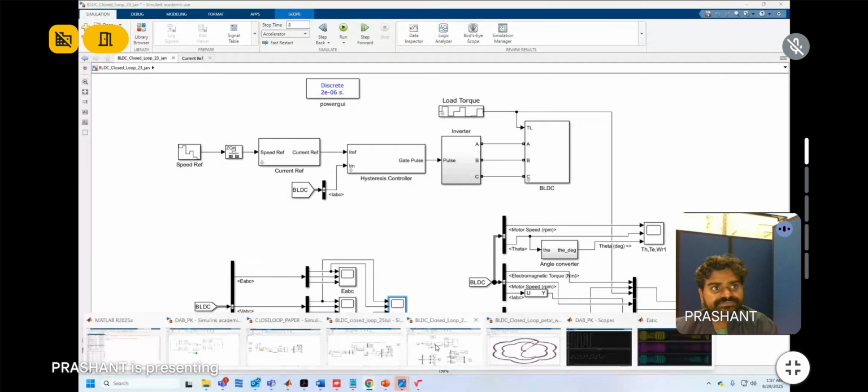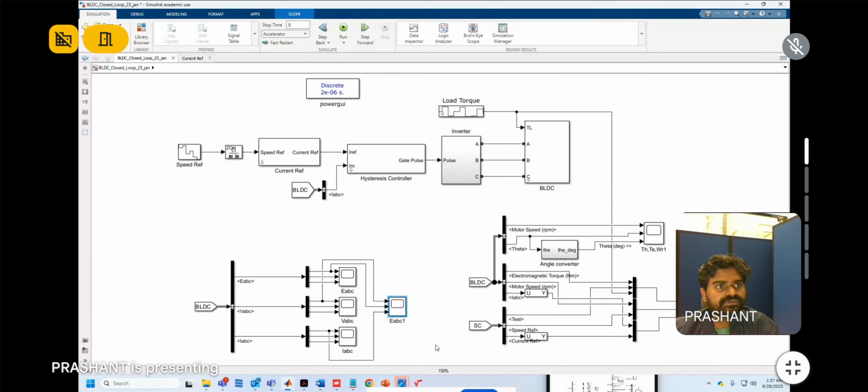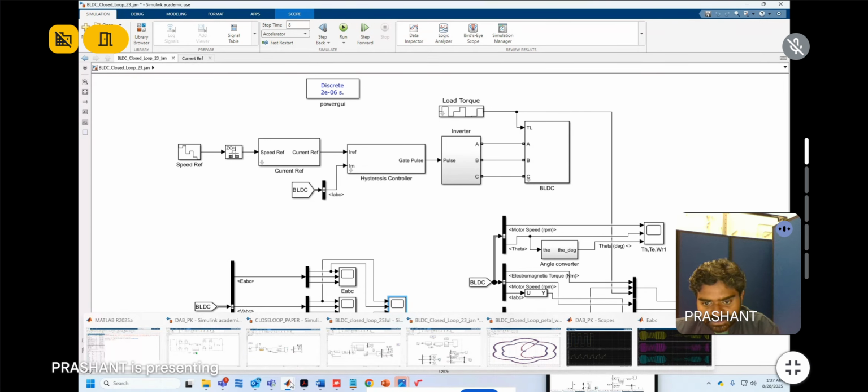Now how has it been done? It's coming. No, this was not the file. From petal.